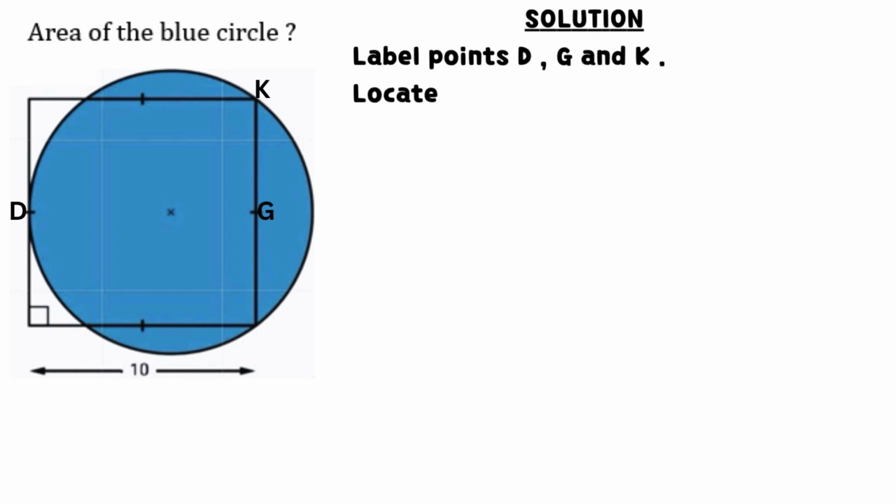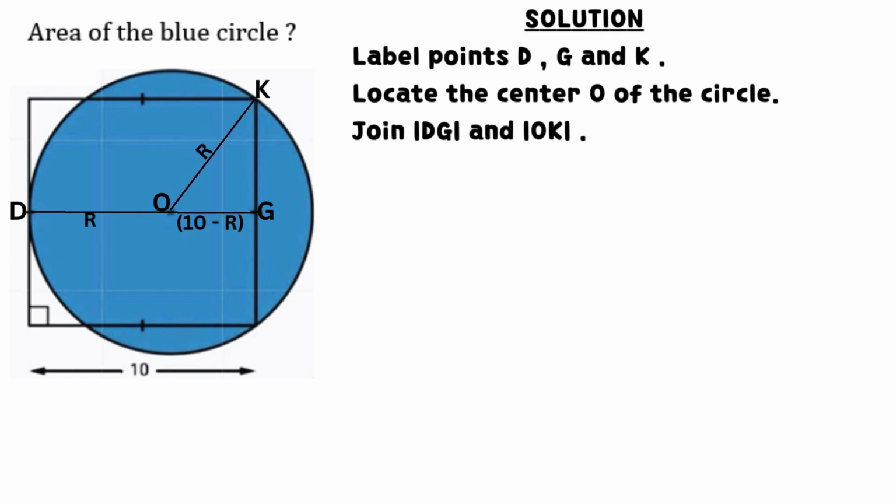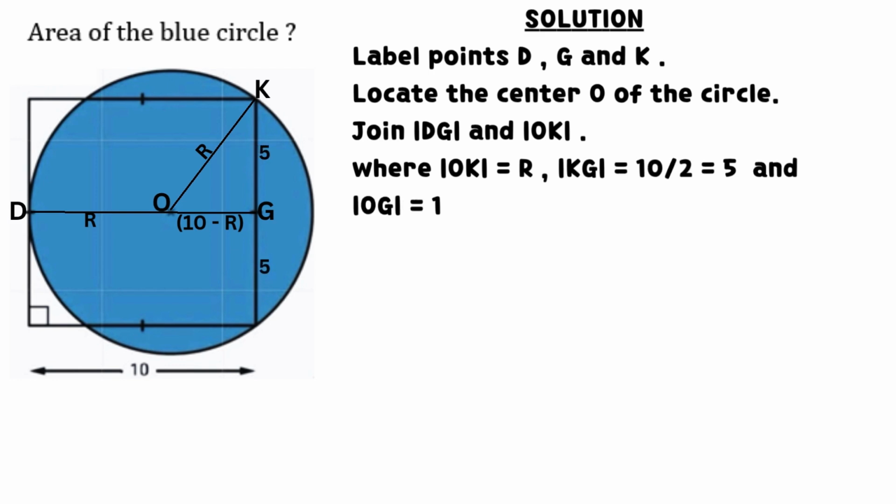Solution. Label points D, G, and K. Locate the center O of the circle. Join line DG and line OK, where line OK equals R. Line KG equals half of 10, which equals 5. And line OG equals 10 minus R.